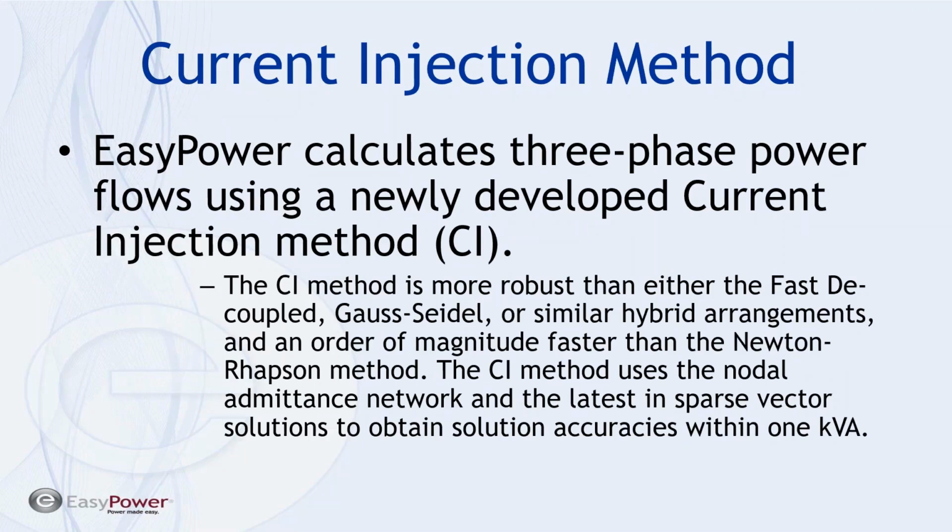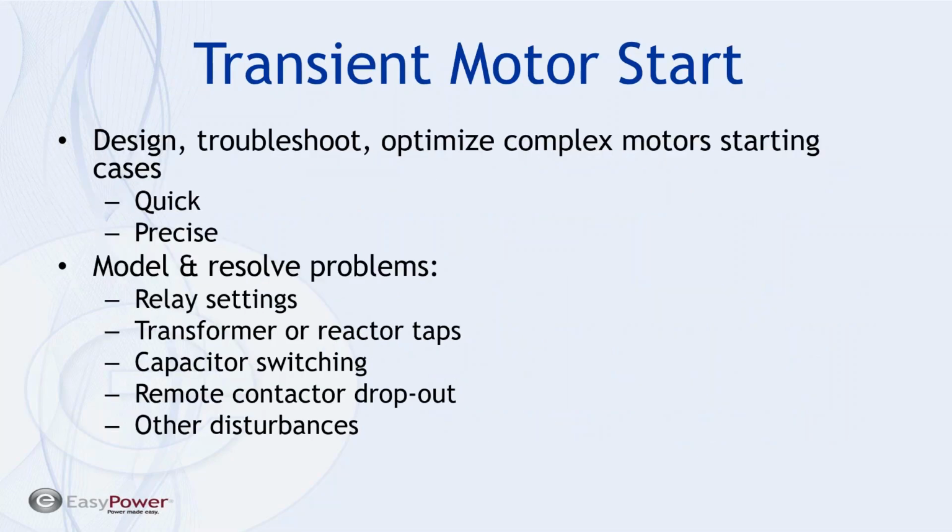EasyPower uses a relatively new method of doing calculations called the current injection method. It's actually more robust, and especially for larger systems, much faster. And it allows, specifically in large systems, for doing dynamic stability. It allows very quick solutions and quicker convergence of the calculations.